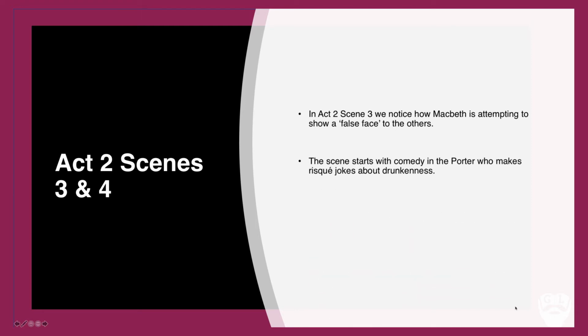So, a couple of things you need to know about Act 2, scenes 3 and 4. Firstly, in Act 2, Scene 3, we notice how Macbeth is attempting to show this false face to the others. He's very blunt, very direct, and very dismissive of a lot of the claims and worries that the other characters have, whereas Lady Macbeth is more eloquent and puts on a very deliberate act.